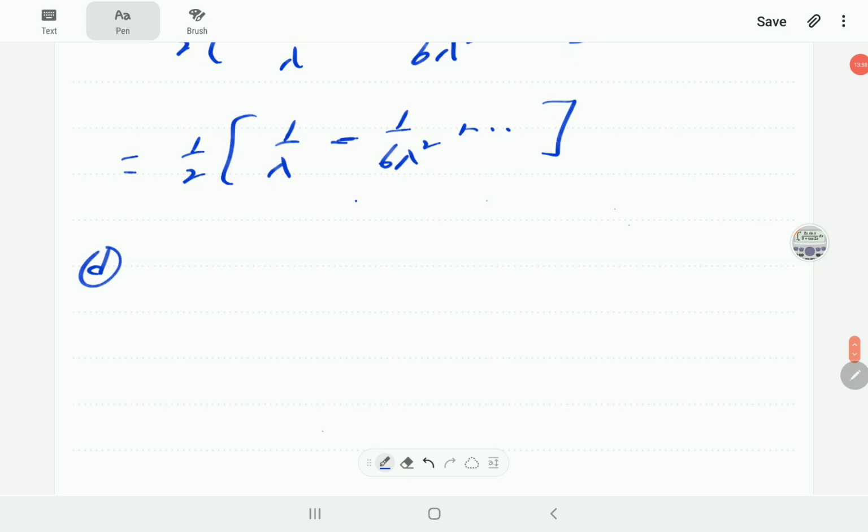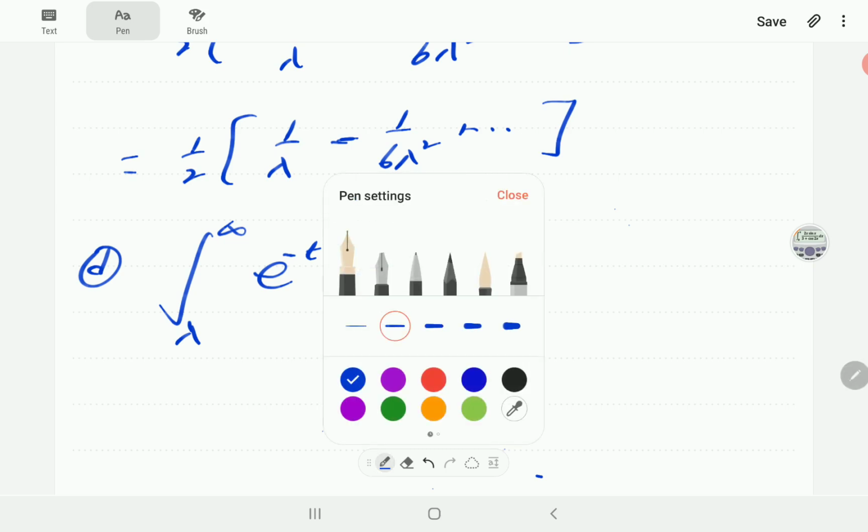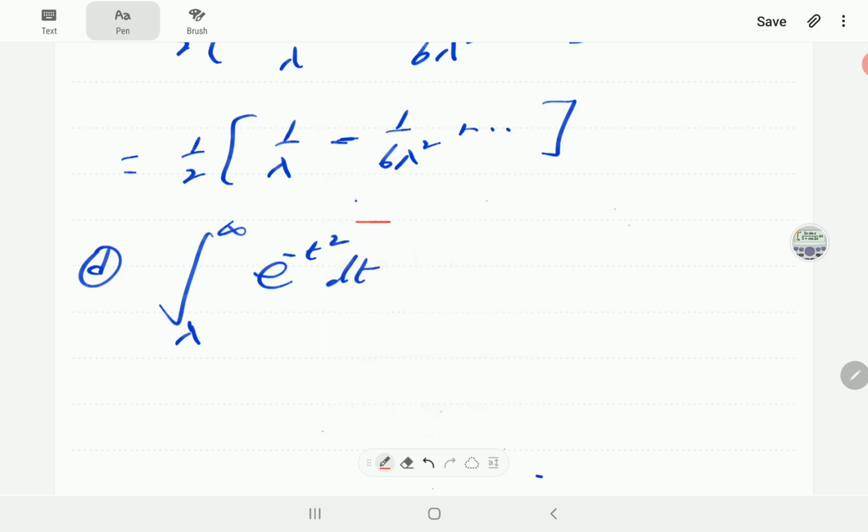Then example number D, integral from lambda to infinity of e to the minus t squared dt. So again, this integral is not quite of the standard Watson's lemma format, for 2 reasons. First of all is the t squared here, and then the second one is the lower summation limit of lambda.